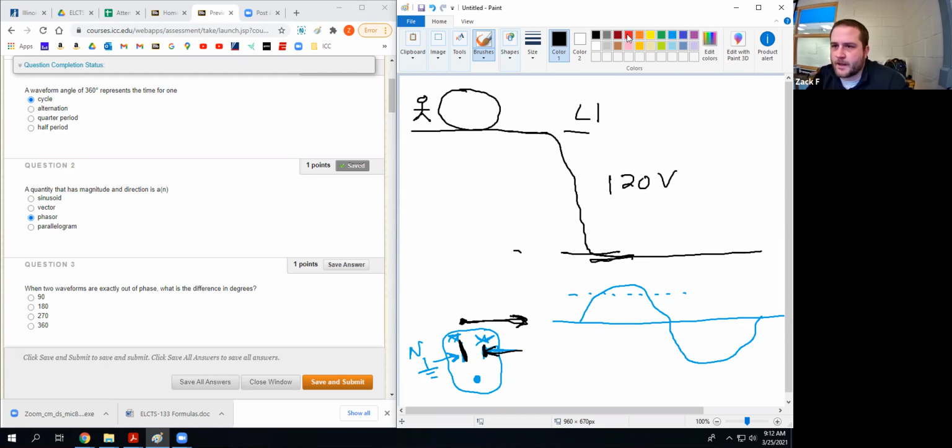Now where I was going with that is in your home, Ameren also gives you the ability in your panel to have 240 volts. That's twice the voltage of this. And that sine wave, when you get between two phases that are 180 degrees out of phase, it looks like this.